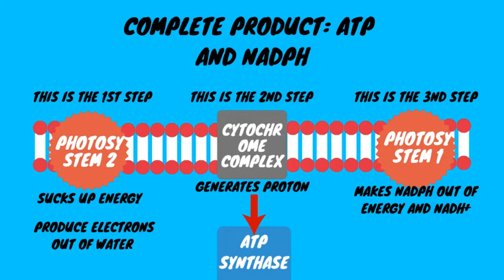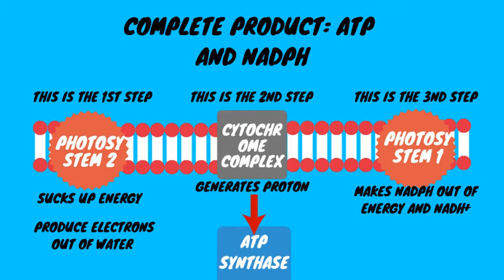Okay, so after the transport, those electrons now go through another bunch of proteins called the cytochrome complex. These two do two major things. The first one is that they serve as a middle section between photosystem 1 and photosystem 2. And the other thing is that whenever the electron gets pumped out, it generates protons.